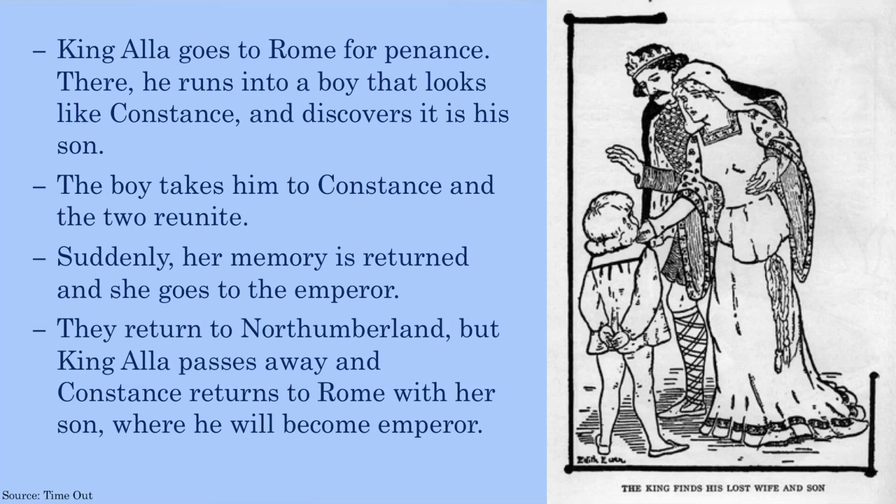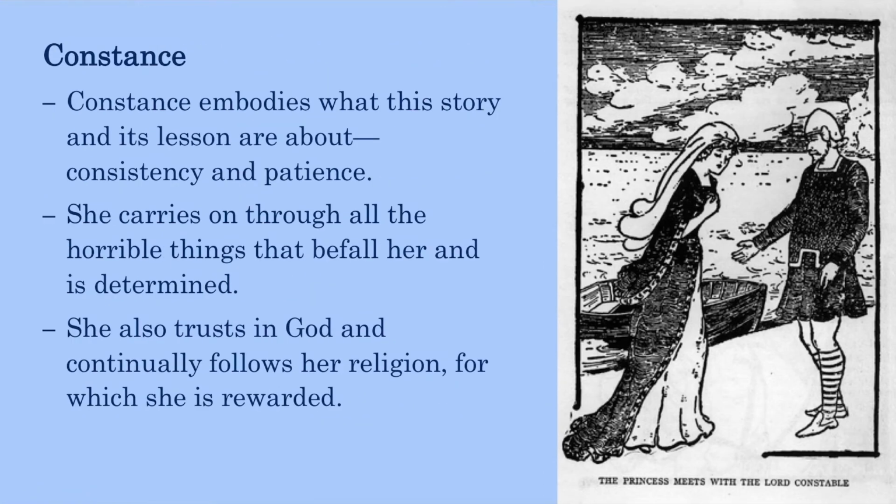King Allah goes to Rome for penance. There he runs into a boy that looks like Constance and discovers it is his son. The boy takes him to Constance and the two reunite. Suddenly her memory is returned and she goes to the emperor. They return to Northumberland, but King Allah passes away and Constance returns to Rome with her son, where he will become emperor.